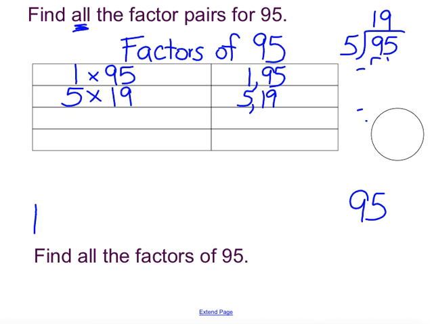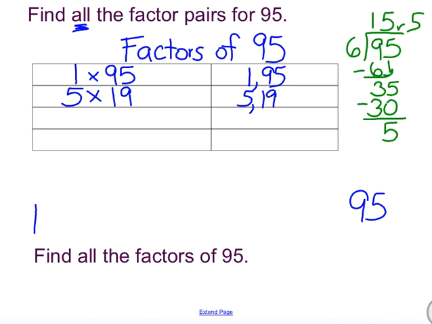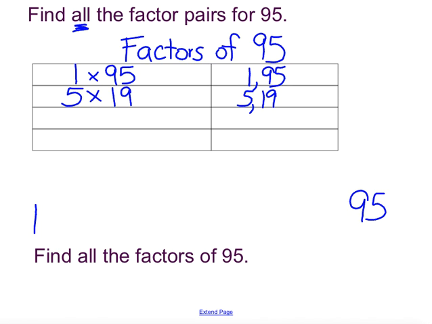All right, now we have to move on and try 6. Let's see if 6 works. 6 into 95. You have to have patience when we're doing questions like this. 6 into 35. 6, 12, 18, 24, 30, 36. Nope, 30. So 5 times. Oh boy. Nope, this is not going to work. So 6 doesn't work. Let's do 7.